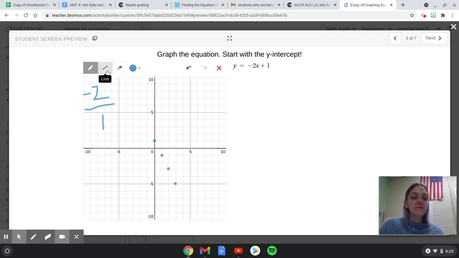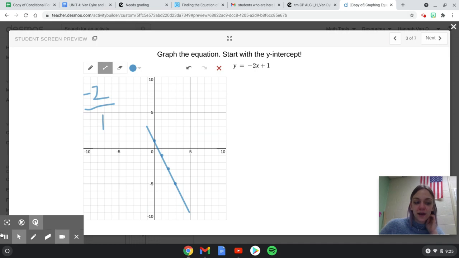Now I'll use the line function in Desmos once again. My goal is to get as many points in my line as I can. They should all connect. And boom, I've got my line based on my equation.